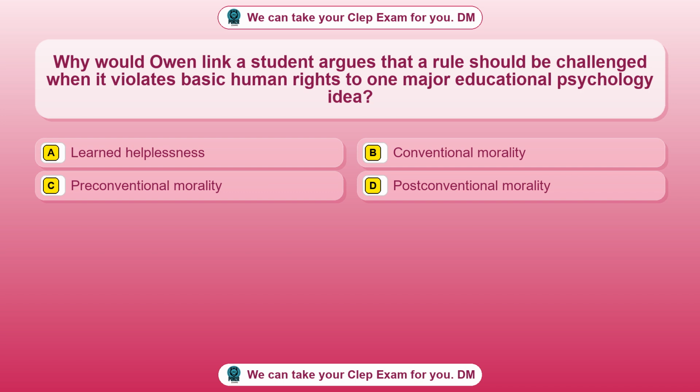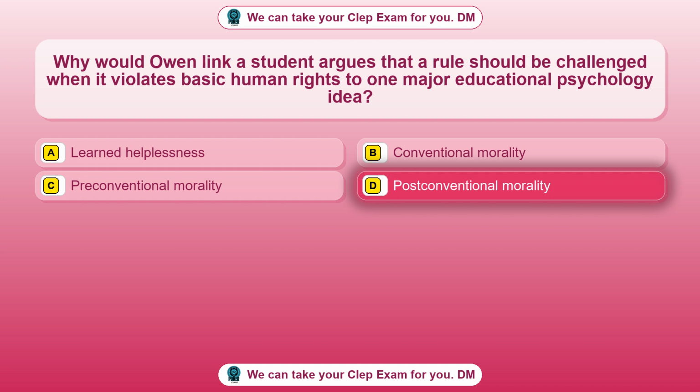Question 23. Why would Owen link a student argues that a rule should be challenged when it violates basic human rights to one major educational psychology idea? Option A, learned helplessness. Option B, conventional morality. Option C, pre-conventional morality. Option D, post-conventional morality. The correct answer is option D.